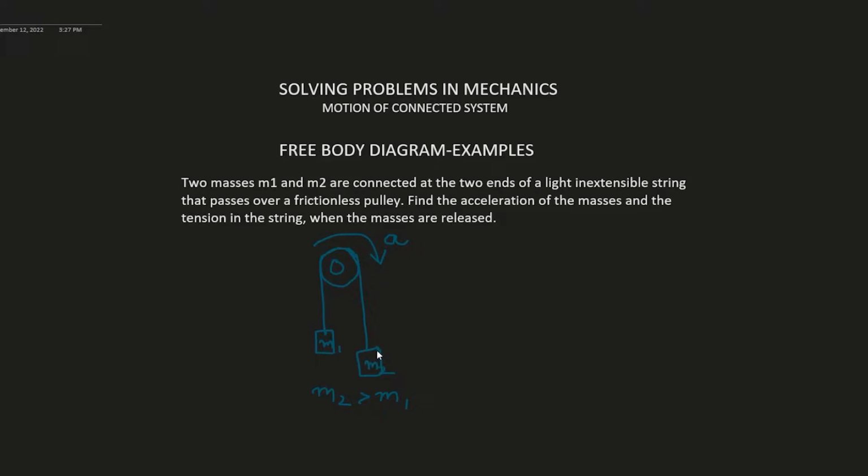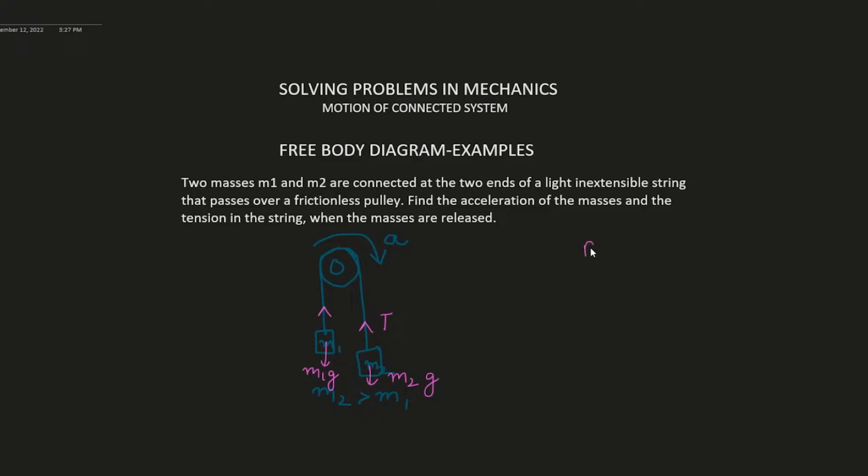Step 2 is to write down all the forces acting on the bodies. So let's start with that. For mass m2, weight is acting downward and the other force is the tension, which points away from the body. Now for mass m1, weight is acting downward and the tension in the string is acting away from the body. Okay, so now our forces are also marked.